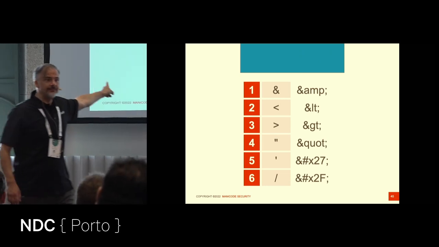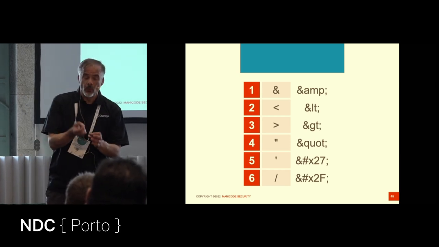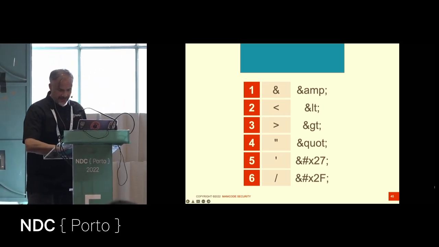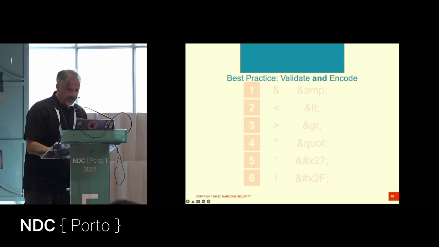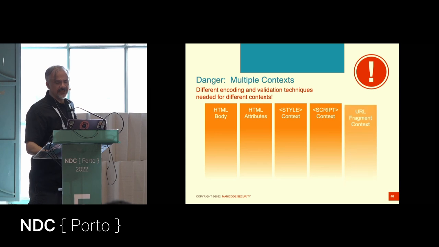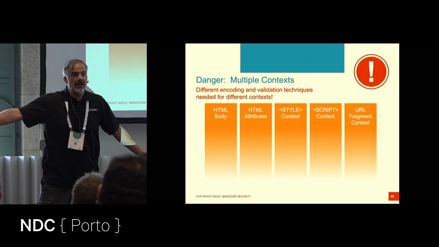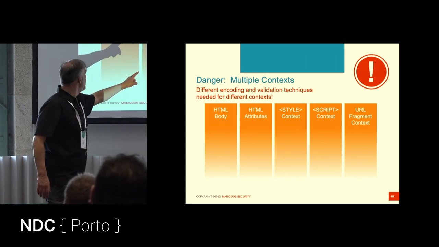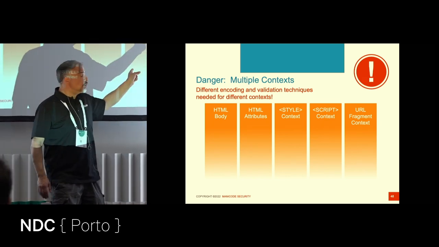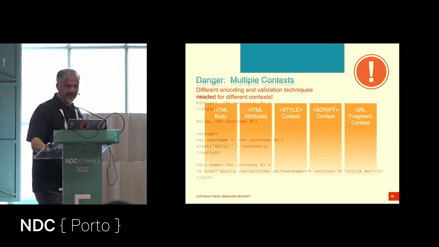And I can't do this on input properly. I don't know how to encode until I know where the variable is added to a web page. Because what makes this difficult is, I need to encode the data differently based on where I add it to a web page. So I don't know how to encode it on input. Am I doing HTML entity encoding, attribute encoding, CSS hex encoding, JavaScript hex encoding, URL encoding? I don't know. And I don't know until I add it to the user interface in some way.